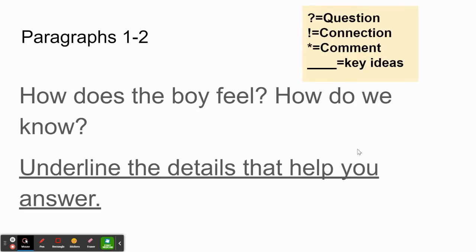All right, you're going to go ahead and start reading. You're going to read out loud with your partner. You guys can choose who's going to read, or you can switch off each paragraph, however you want to do it. Just read paragraphs 1 and 2 first, only paragraphs 1 and 2.